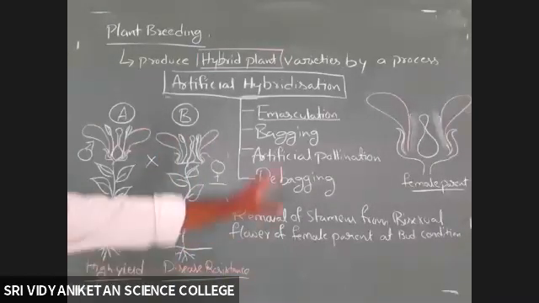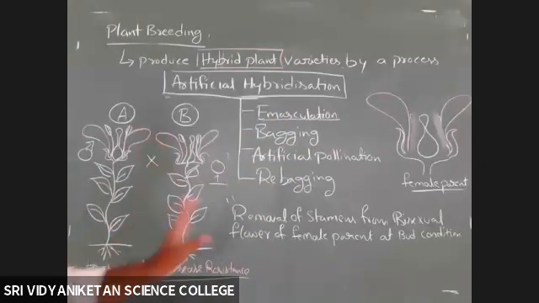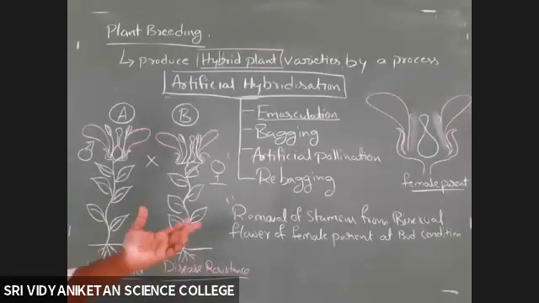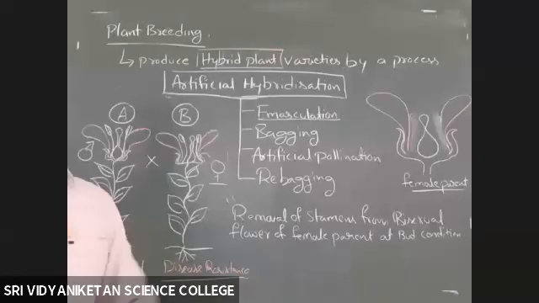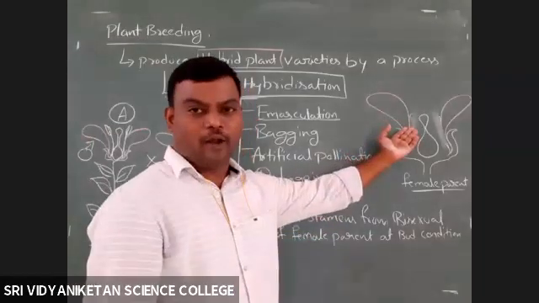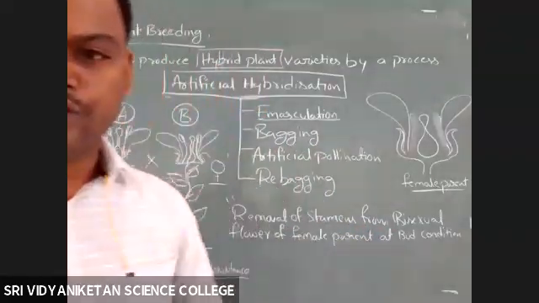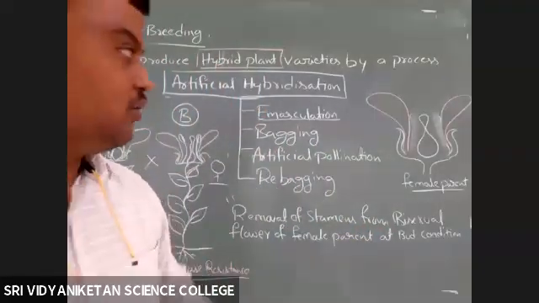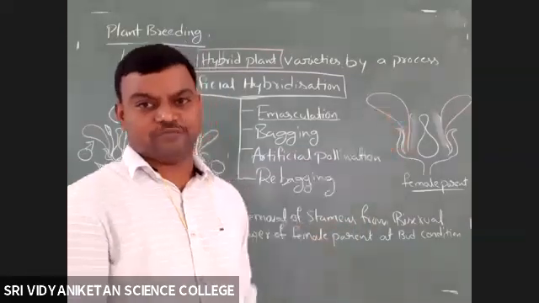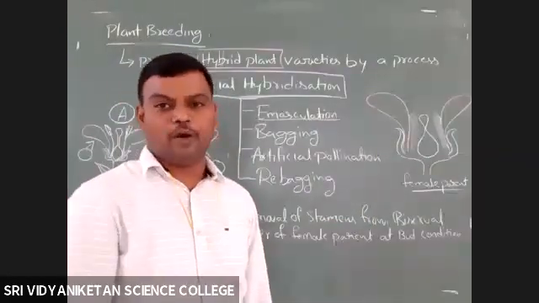Now, after emasculation, there is no chance for pollen grains of the same flower to fall on the stigma. There is no chance of self-pollination. Why? We removed the stamens, so there is no chance of self-pollination.